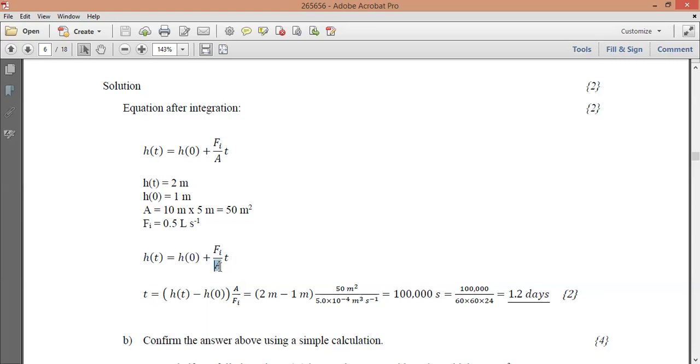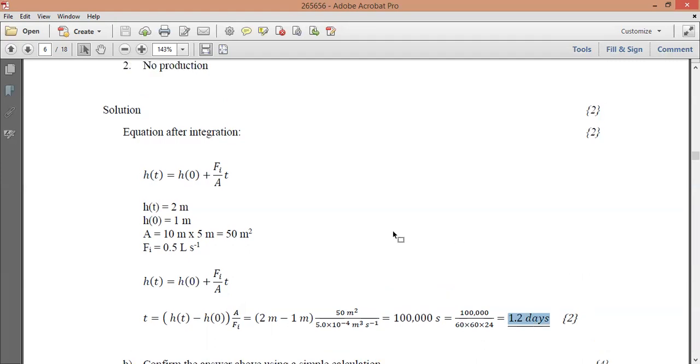Cross-sectional area, you're going to get the area of the base. It's a rectangular thing, so how do you find the area of a rectangle? It's L times B, so you find 10 times 5 as 50. You're interested in finding how long. Your answer here will be in seconds, because the volumetric flow rate is in seconds. So you place everything and you get your answer there, 1.2 days.